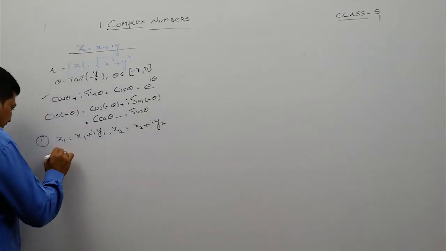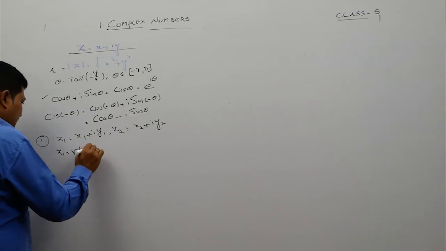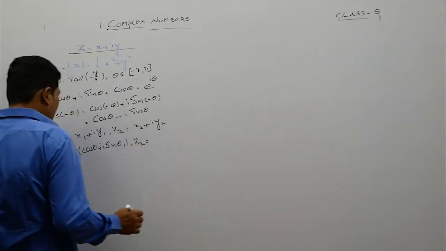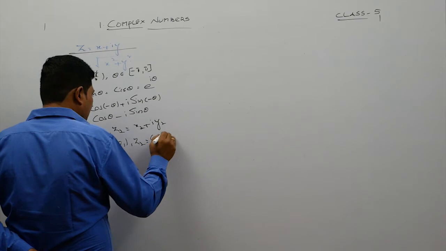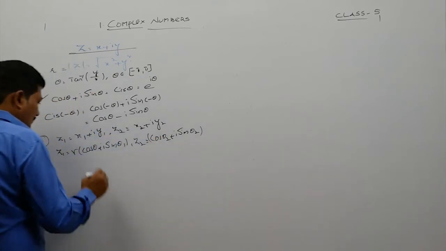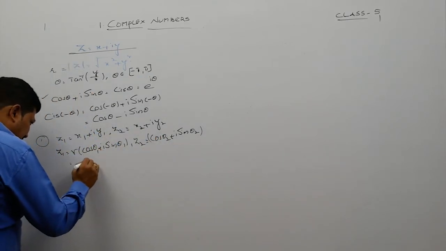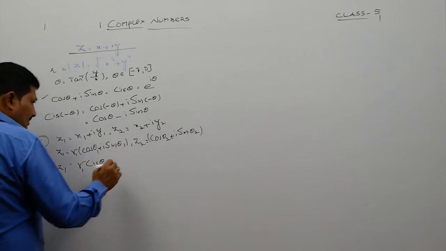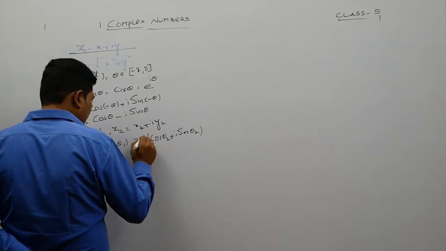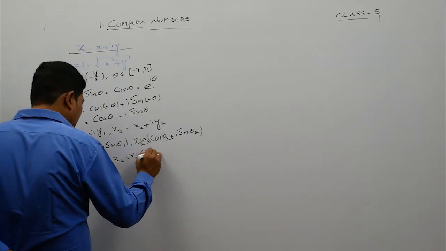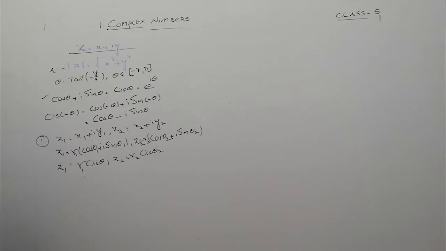and suppose z1 can be expressed in the form of r1 into (cos theta 1 plus i sin theta 1), z2 is equal to r2 into (cos theta 2 plus i sin theta 2). So most importantly z1 is equal to r1 into cis theta 1, as well as z2 is equal to r2 into cis theta 2. Then we are having two important theorems. Actually the proofs are not necessary here.